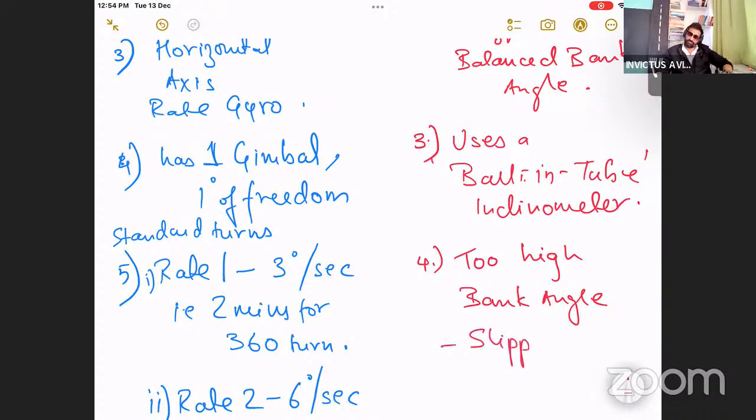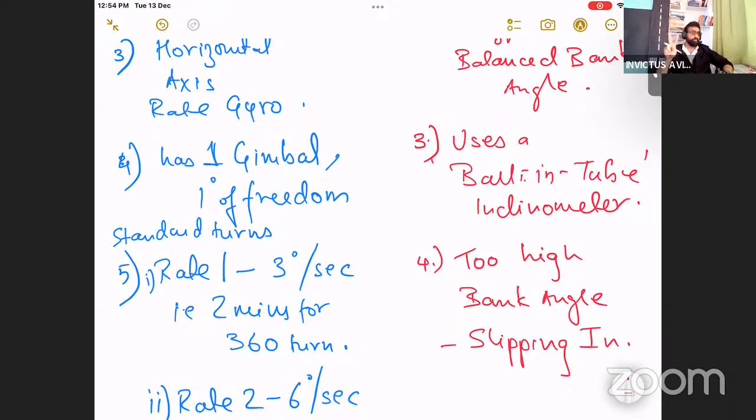Remember this, students. These things you need to understand first. How and what, you can take your own time, because it requires a lot of time. When you're flying, you can know why that is happening. Now, again, what could you do? If you are slipping in, bank angle is too high.